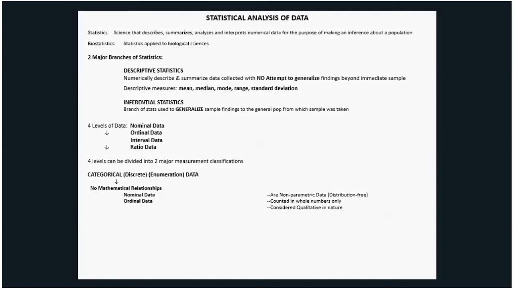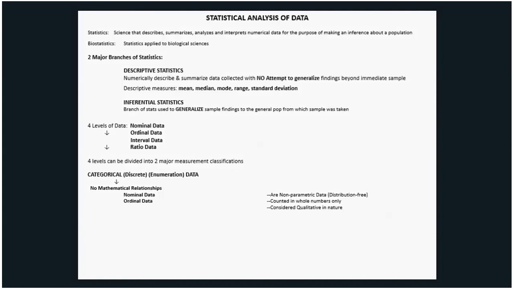We counted in whole numbers only, and it's considered quantitative in nature. Remember, with statistics, we really want quantitative, not qualitative. And so what we're talking about, categorical or discrete data, is qualitative in nature. It's going to be something that can orient us. It's the simplest level of measurement.